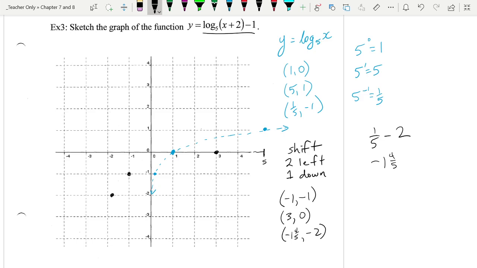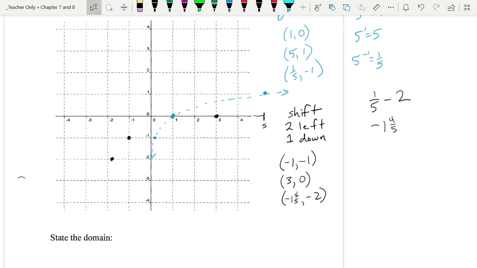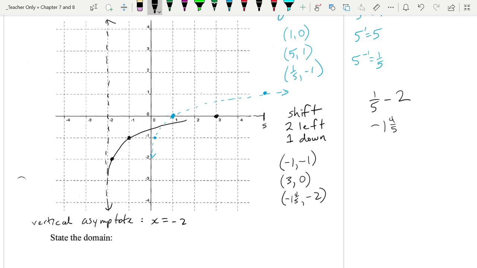Okay? And I do have a vertical asymptote, and I'm going to misspell asymptote, sorry. Vertical asymptote is x equals negative 2, right here. You can kind of see it from the way that the dots are going. I guess I should finish my curve now, eh? Something like that. There we go.